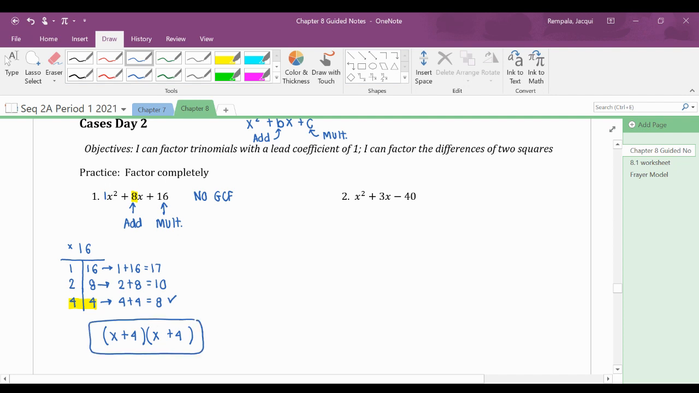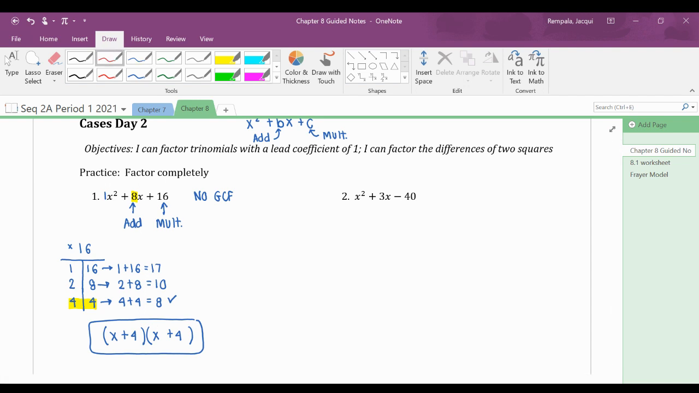If you are unsure that this is your answer, remember, you can always go back and do what we did at the beginning of chapter 8, and you can multiply this out. If I was to do the box method or the distributive method, it would get me back to my original problem of x squared plus 8x plus 16.